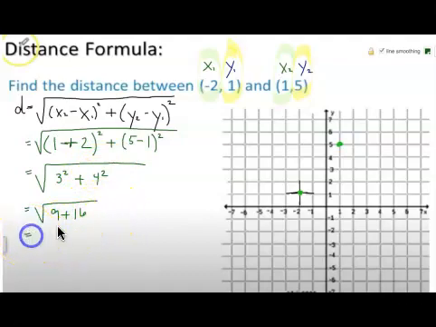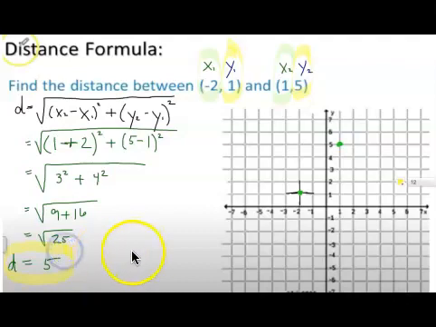So what is 9 plus 16? Simplify that. We know that's 25. And now we're just going to take the square root of 25, which is 5. So the distance between those 2 points is going to be 5 units. So that is how we use the distance formula.